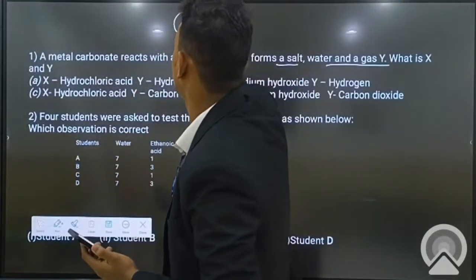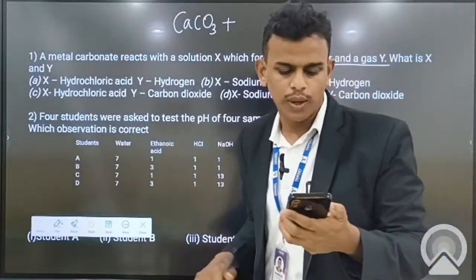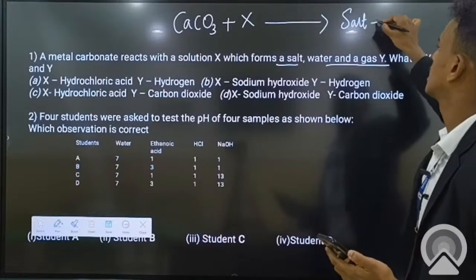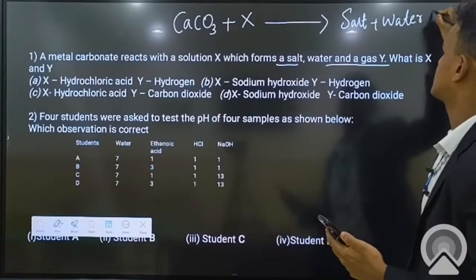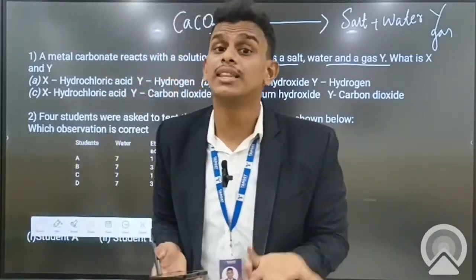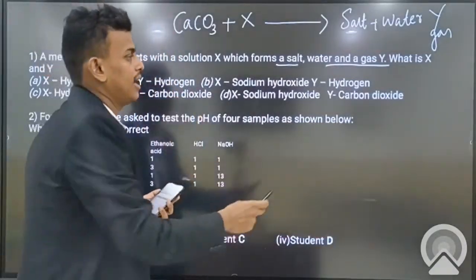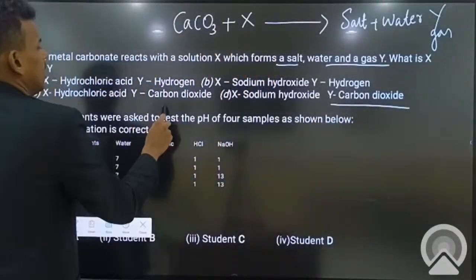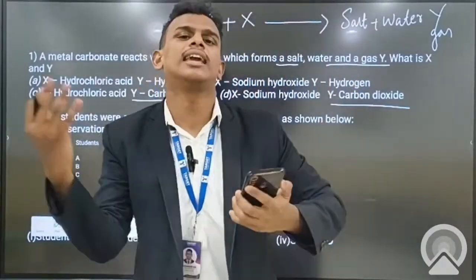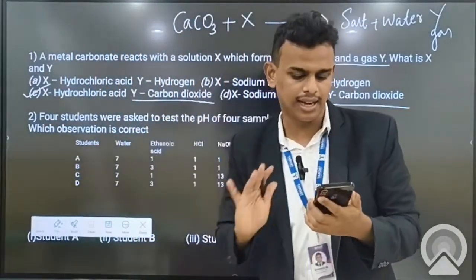So I am taking CaCO3 and reacting with a solution X. Some X is there, and you will get a salt, water, and a gas Y. Students, if you are taking a metal carbonate reacting with an acid, there occurs the evolution of carbon dioxide. So Y is carbon dioxide. The reaction between metal carbonate and acid yields a salt and carbon dioxide. So the acid is hydrochloric acid only. So C is the correct answer.